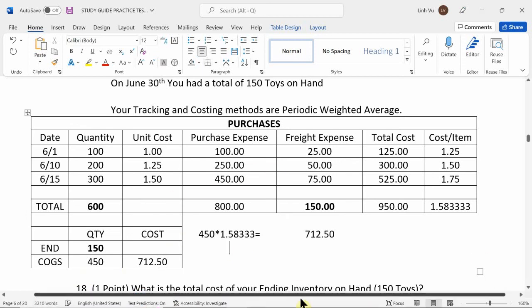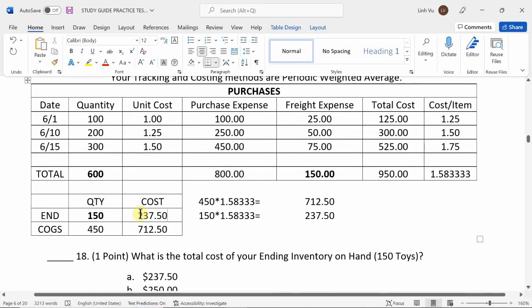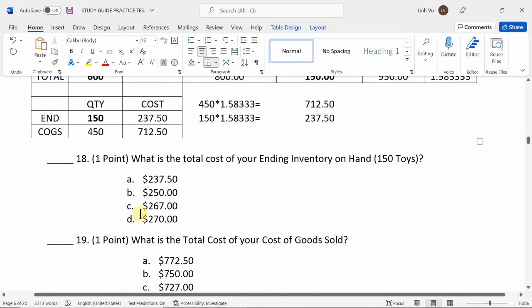So therefore, what should my ending balance be? You'd be able to do the same thing. If you did 150 times $1.583333, you should get the same answer: $237.50. Okay? So that's what I'm going to do. I'm going to try my best on the exam, which I already know, is going to give you simple, easy, rounded numbers. The only one that you won't come across is obviously your weighted average, but at the end of the day, it should come out even.